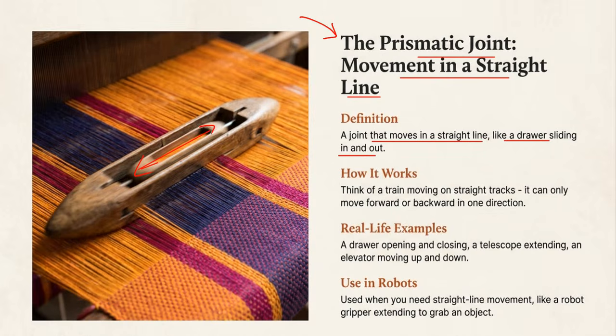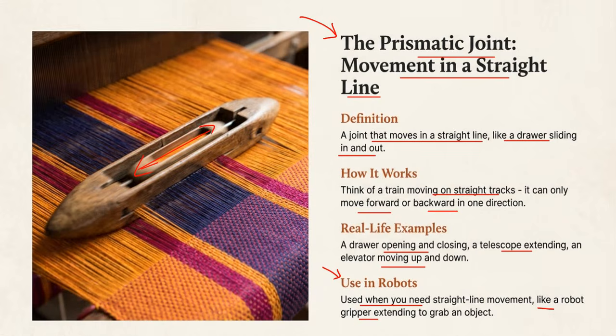You can think of it as a train moving along straight tracks, and it can only move forward or backward in one direction. And what about real life examples? Well, of course, we have a drawer opening and closing, a telescope extending, an elevator moving up and down, you name it. And of course, these prismatic joints are used in robots. They are used when you need straight line movement, like a robot gripper extending to grab an object.